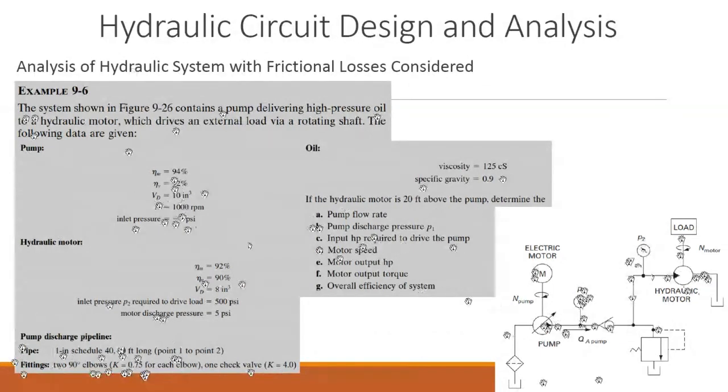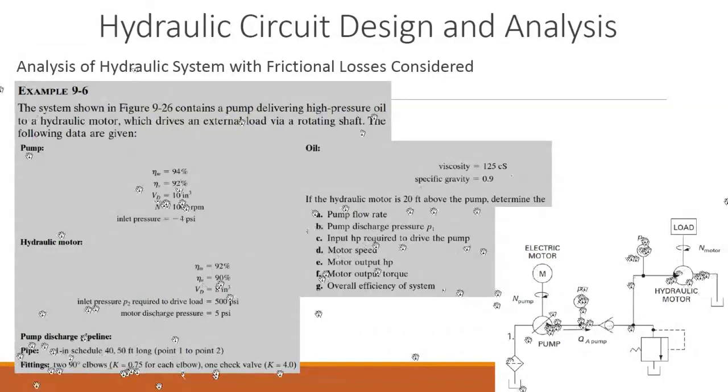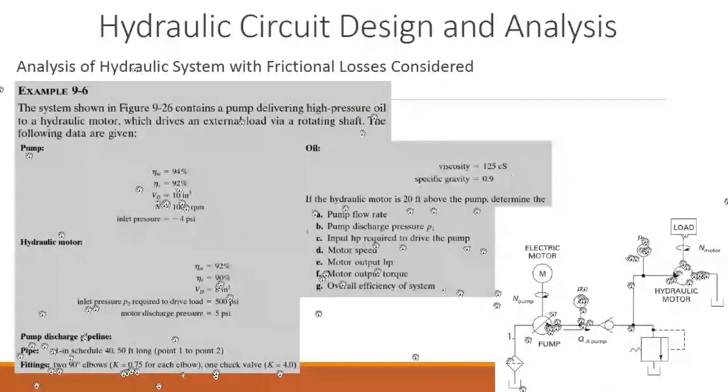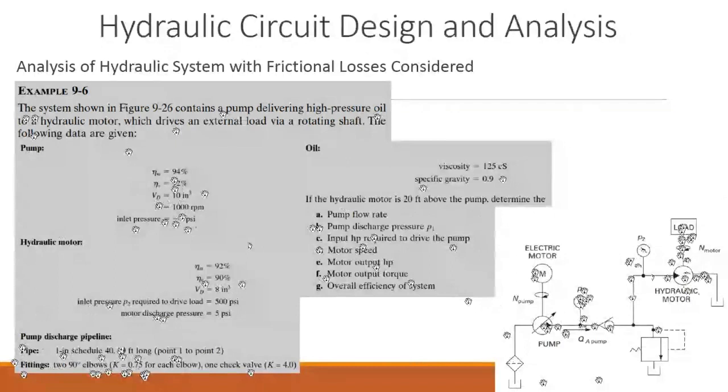Motor speed, of course, we need to find the motor speed in RPM. Then motor output horsepower means the power it delivers to the load. Again, we are not going to find it in horsepower, but in watts or kilowatts. Motor output torque: the actual torque at the output, at the outlet. So what torque is produced at the delivery end or discharge?